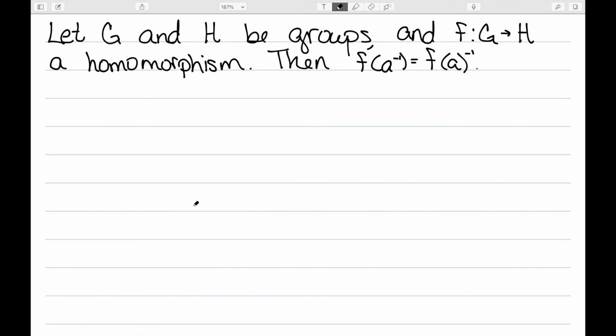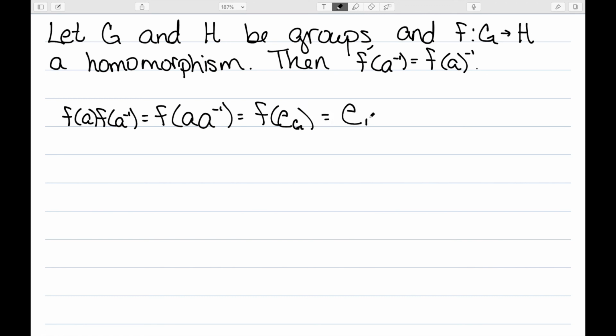The next property I want to show is that inverses have to map to inverses. F of A inverse is equal to F of A inverse. For this, we have F of A times F of A inverse. Using properties of homomorphisms, this is F of A A inverse, which is F of the identity, which we just showed has to map to the identity.